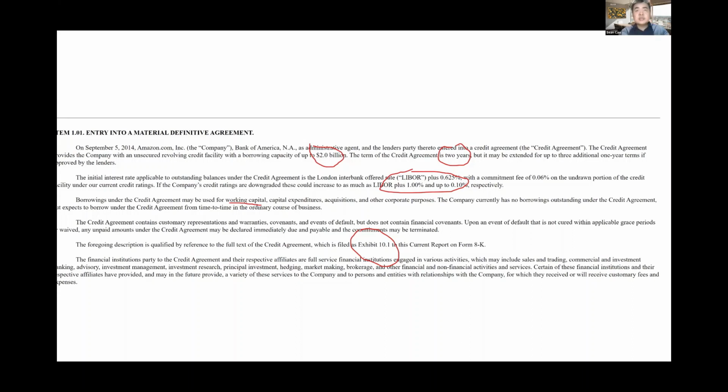And also you can see the interest rate. If the interest rate is reasonable, that means what? That means the company is doing well. The Bank of America cannot charge too much for Amazon. But if the interest rate is very high, that signals what? That signals the Bank of America thinks Amazon is very risky. So they want to charge a high interest rate for Amazon.